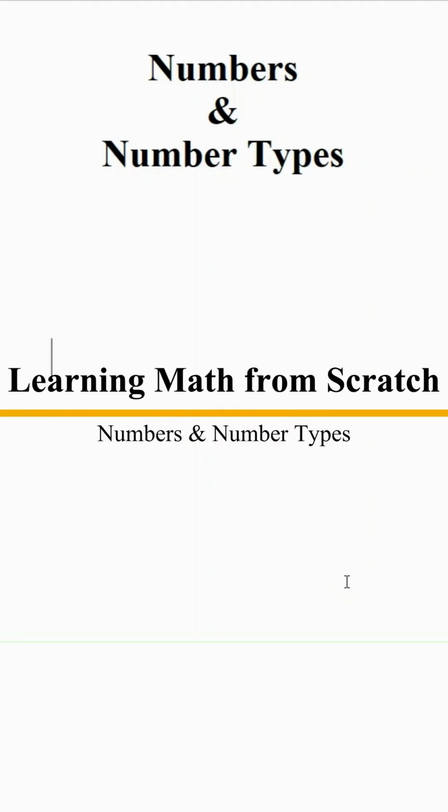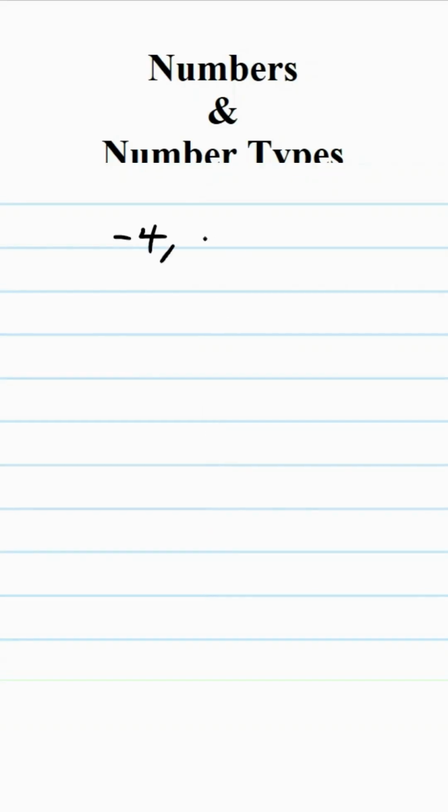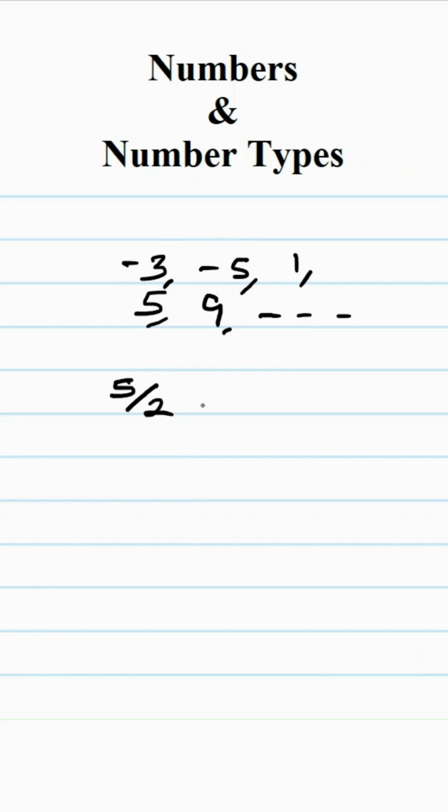Today we are looking at numbers and number types. Numbers are everywhere. We use them every single day. But do you really understand what type of number you are working with? Is it a whole number, a rational number, or an integer? And why does it even matter?